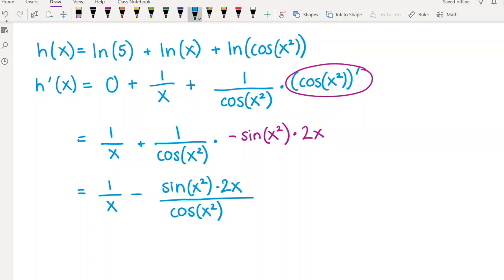And then this can be simplified, because sine of something over cosine of the same thing is equal to tangent of that same input. So we can rewrite this as 1 over x minus 2x times tangent of x squared. And that is our final answer.